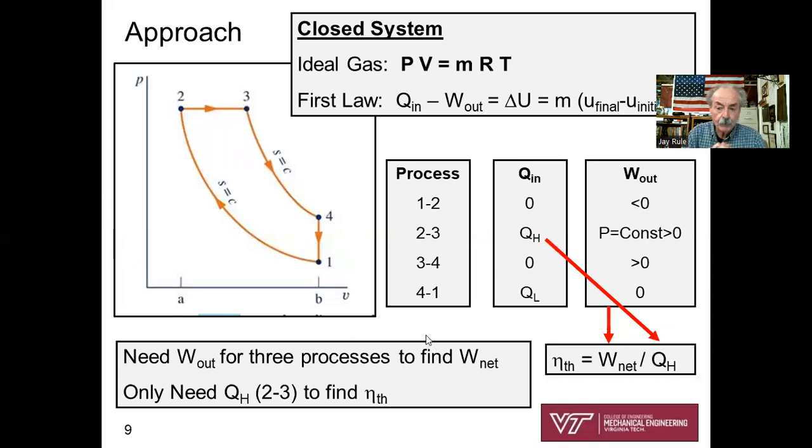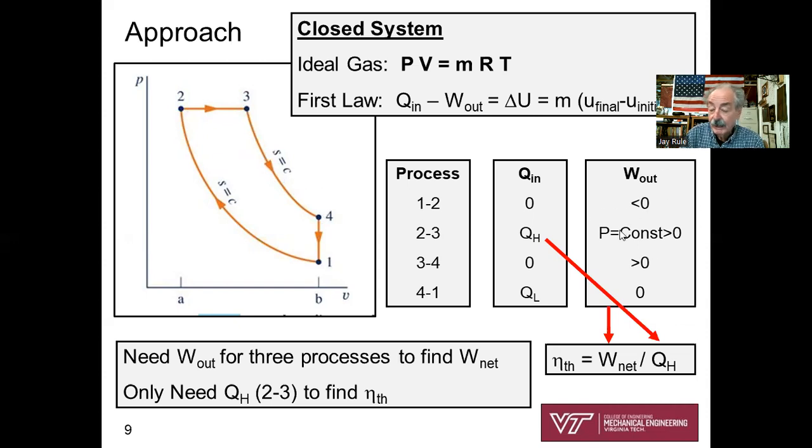Okay, so here's our approach. And I tried something a little different this time, more of a visual approach rather than a step-by-step definition of what you'll do. We are going to analyze each process in the cycle: 1 to 2, then 2 to 3, 3 to 4, and 4 to 1. And we're going to tabulate Q in for each of those processes, and we're going to tabulate W out for each of those processes. Make sense?